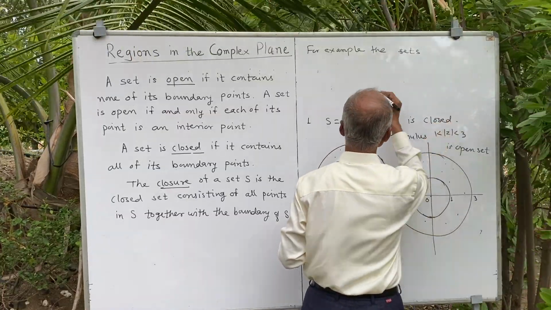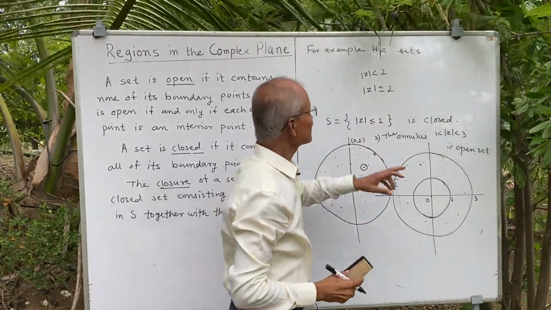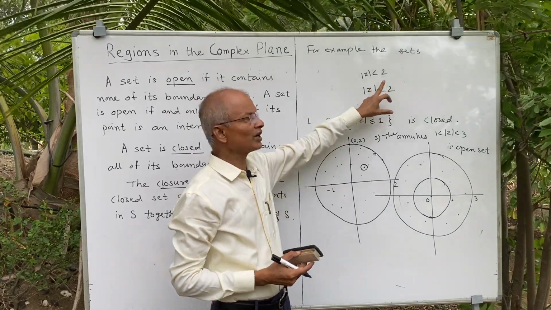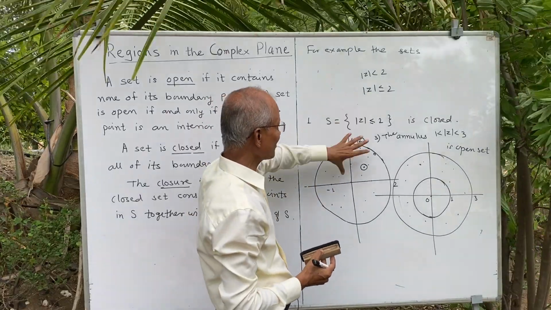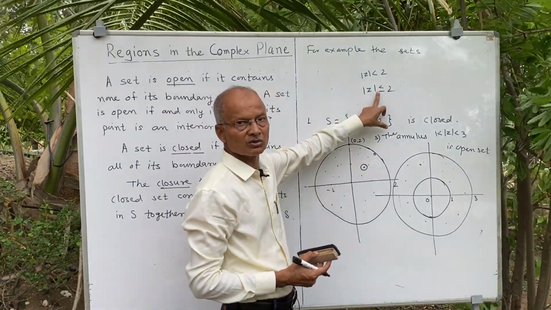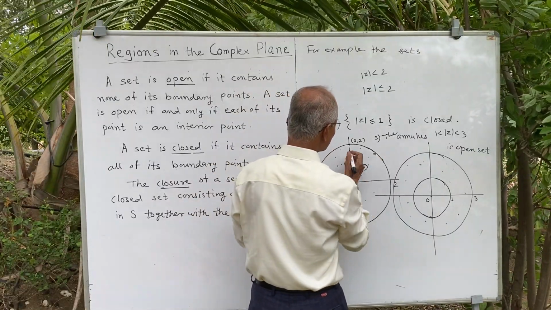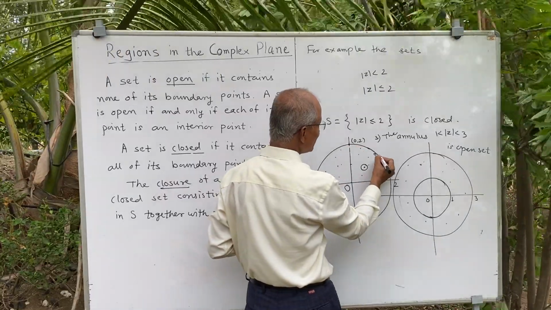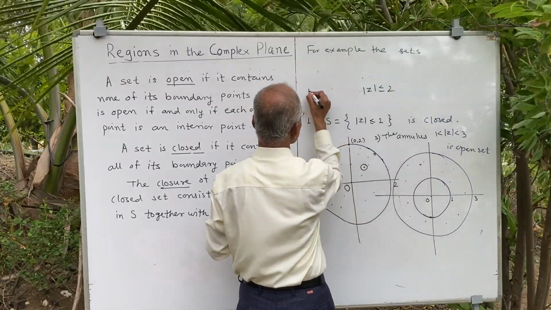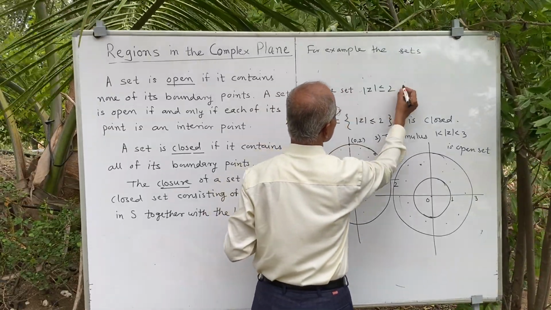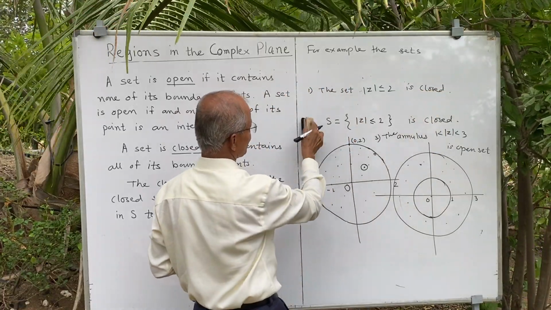So what is the difference between |z| strictly less than 2 and |z| less than or equal to 2? The first set does not include its boundary, but the second includes the boundary of the disk, that means those points which are within the disk and on the disk, whose distance from the origin is 2. So this is a boundary point, and all the boundary points are inside this set. So this set is closed.